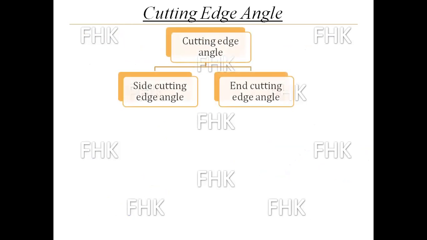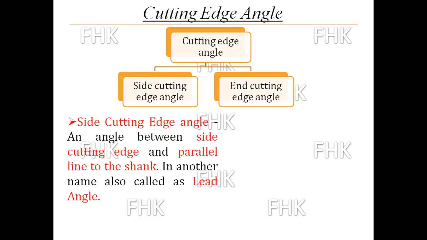Now the third angle is the cutting edge angle. Again there are two cutting edges, the side cutting edge and the end cutting edge, as we studied in the previous lecture. So the cutting edge angle is further classified as side cutting edge angle and end cutting edge angle. Now let us see what the side cutting edge angle is. Side cutting edge angle is the angle between the side cutting edge and a parallel line to the shank.